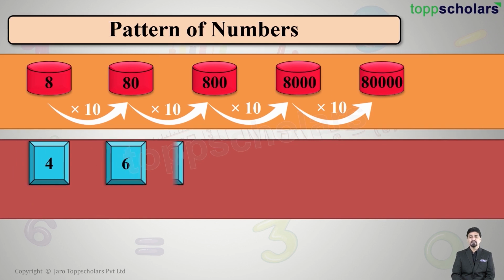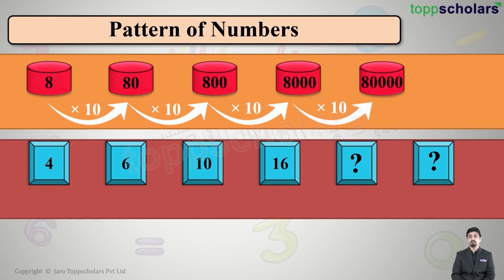4, 6, 10, 16, question mark. Alright. Doesn't look simple. Let's try to find the difference between each two numbers. Second one is 6. First one is 4. 6 minus 4 is 2. So 4 plus 2 will be 6. Third one is 10. Second one is 6. 10 minus 6 gives me 4. So 6 plus 4 is 10.